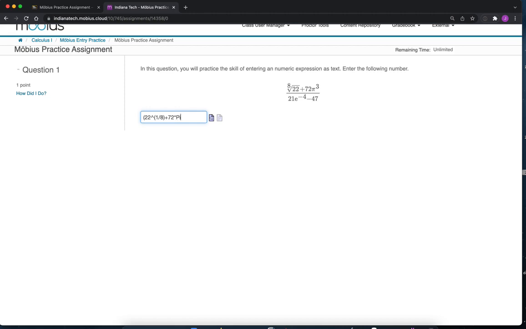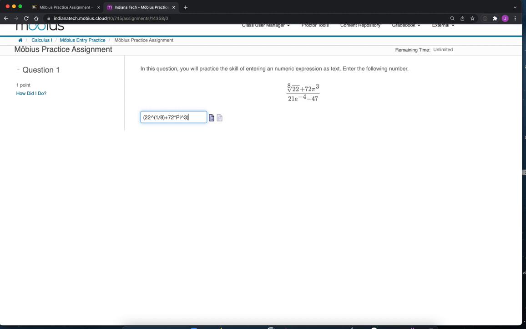The P is uppercase, the I is lowercase, right? And then that is raised to the third power, so I need another caret, and then that's the exponent 3. So I'm going to close that parentheses, and that takes care of the numerator. Now in the denominator, I need another pair of parentheses because I have 2 terms.